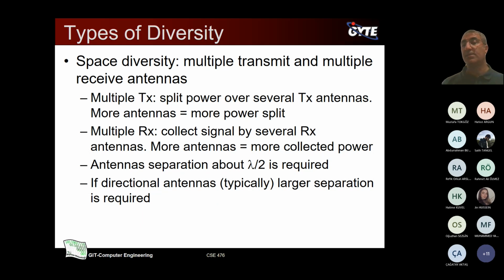More antennas means more collected power. But there's a condition to achieve the space diversity. In these multiple antennas, the separation, the distance between two antennas must be lambda over 2. You know, lambda is the wavelength of the signal that you use. If directional antennas are utilized, usually we prefer to have larger separation.